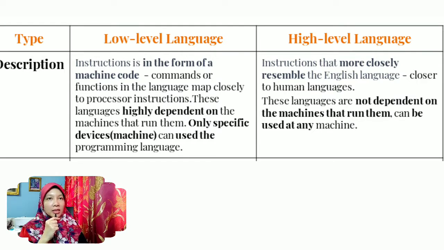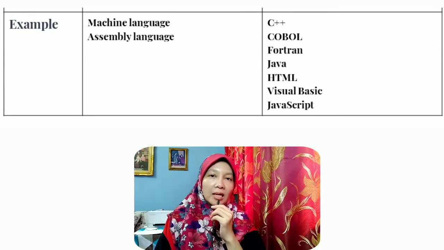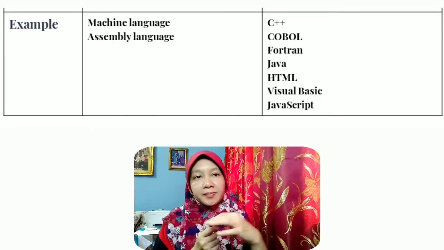While high-level language is an instruction that more closely resembles the English language, closer to human languages. These languages are not dependent on the machine that runs them. That means it can be used on many or any machine, computer, or mobile device. Examples of low-level languages are machine language and assembly language, and there are many examples of high-level languages such as COBOL, Java, Fortran, and etc.